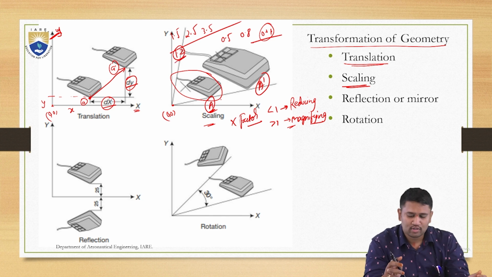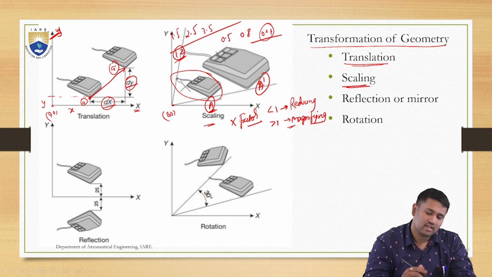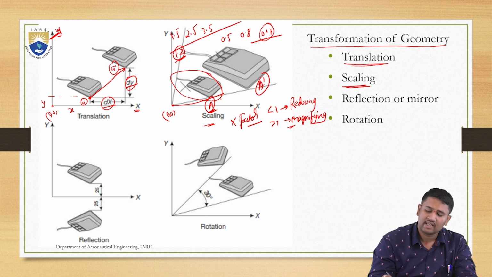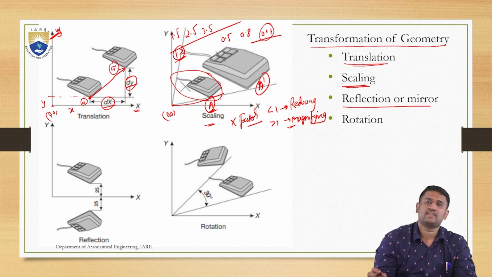Now, in both the cases of scaling, the origin remains the same. Only the magnification factor in both directions, x as well as y, will change in parallel. Next will be your reflection or mirror.